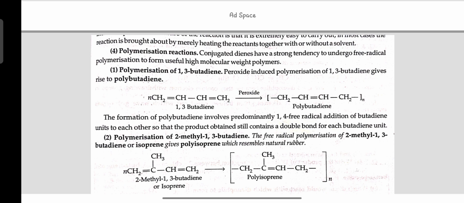Second, polymerization of 2-methyl-1,3-butadiene. The free radical polymerization of 2-methyl-1,3-butadiene or isoprene gives polyisoprene, which resembles natural rubber.